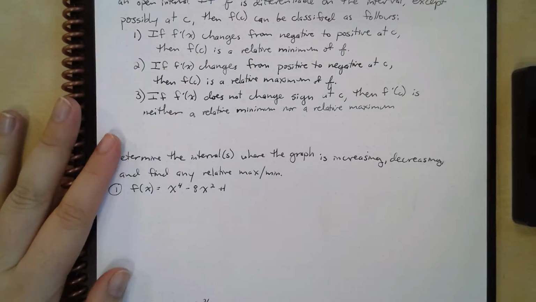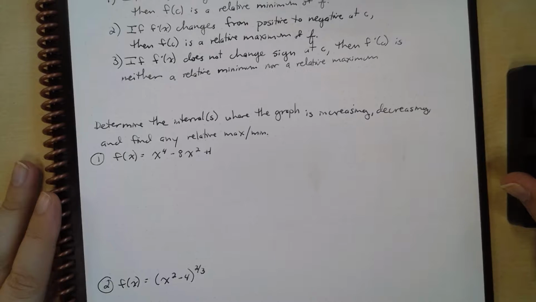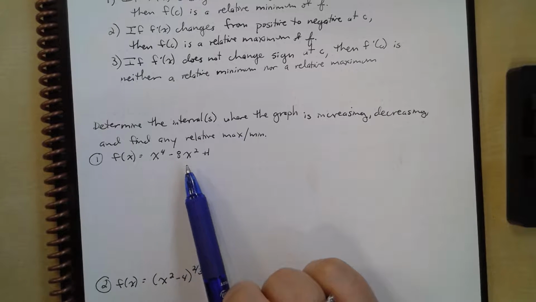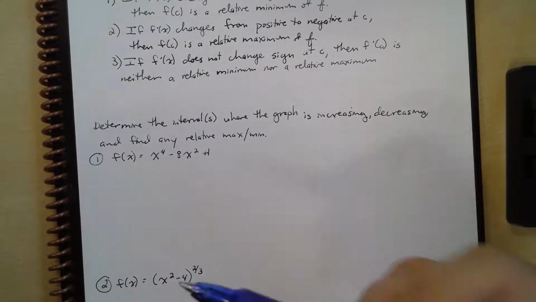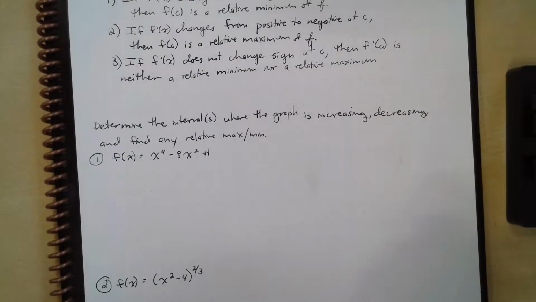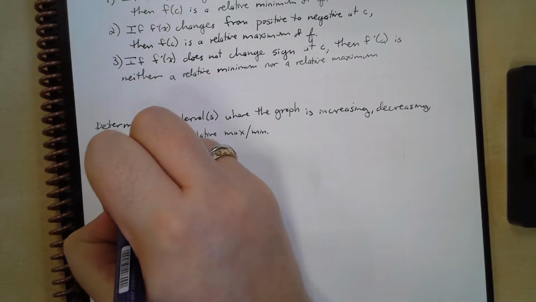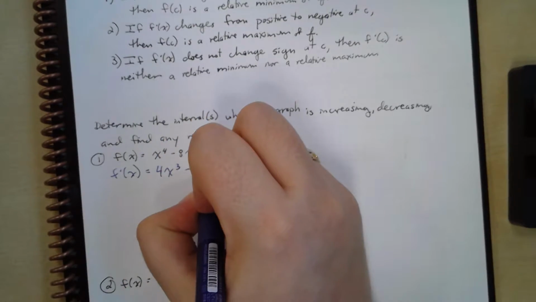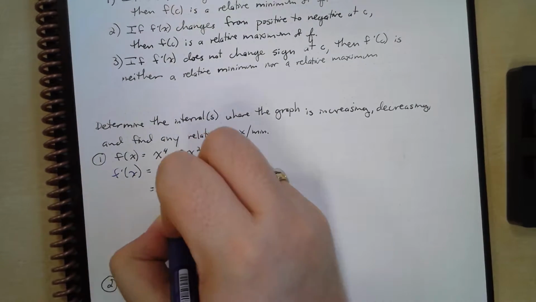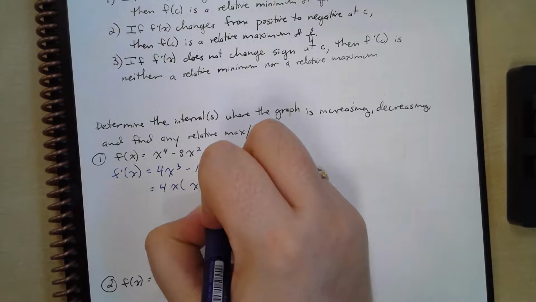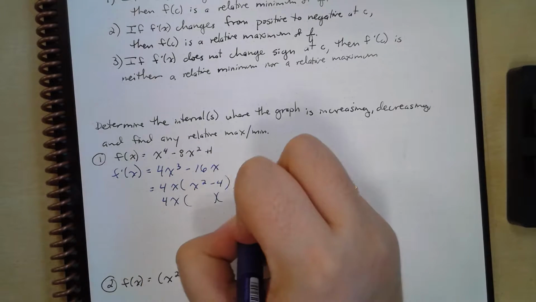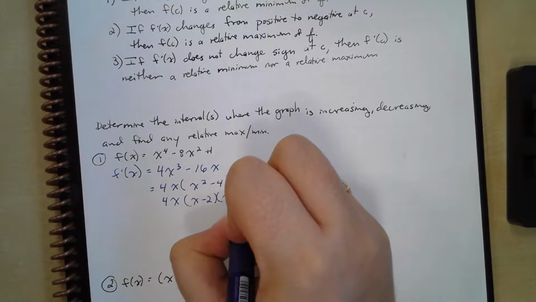All right, so we're asked to determine the intervals where the graph is increasing, decreasing, and find any relative maximum or minimum. Okay, so we have f of x is equal to x to the fourth minus 8x squared plus 1. We're going to apply the first derivative test, which means that first we find our first derivative. The derivative here is going to be 4x cubed minus 16x, which is equal to 4x times x squared minus 4, so we have 4x times x minus 2 times x plus 2.